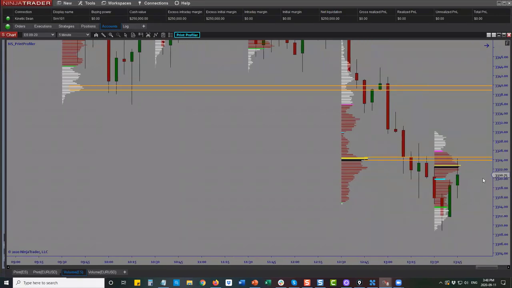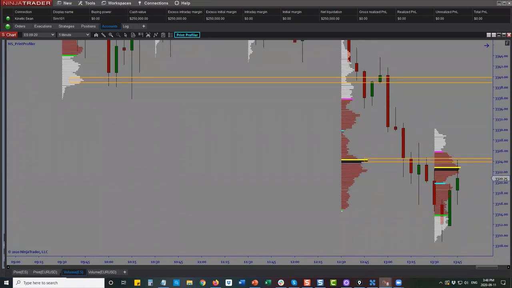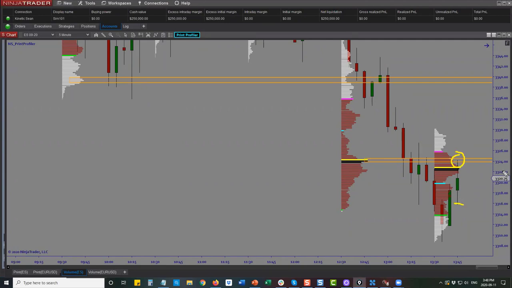So when price gets up to it, look at this. It came up on that. It's an hour profile on a 5-minute chart. And you can do this on any time frame, anything you want to do, but it's really dependent on how granular you want to get with the nodes. Look, it came right up into that node and it reacted all the way down to 33.16.